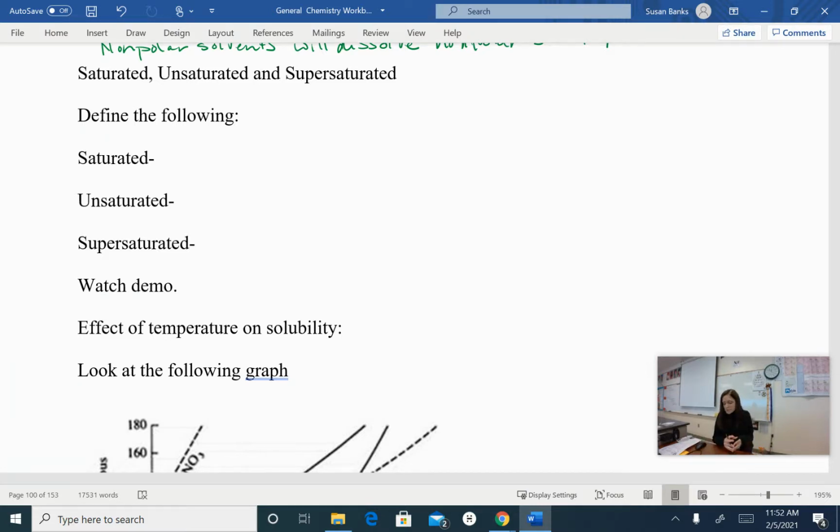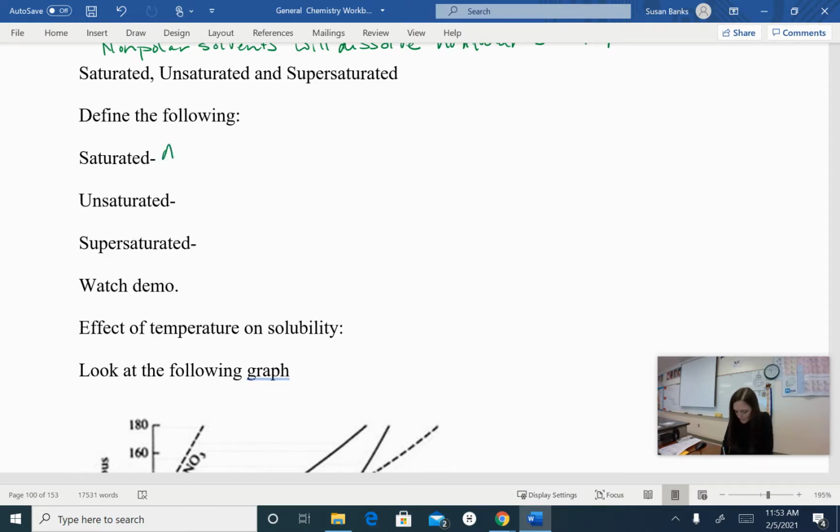So a saturated solution has dissolved all the solute that it can at that temperature. So it is a solution that has dissolved as much solute as possible at a given temperature.